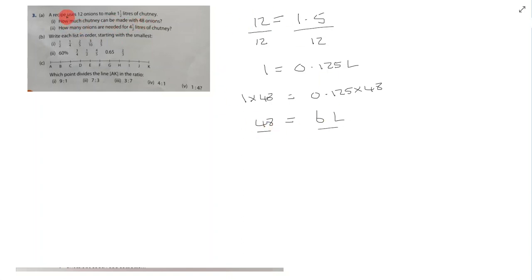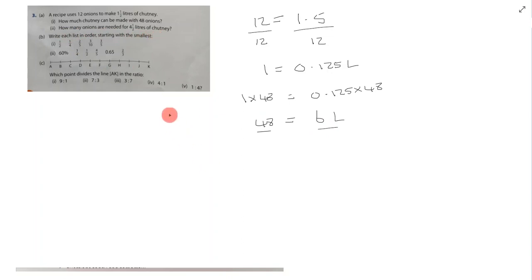So basically what you do is you say 12 onions will give you 1.5 litres, so 12 is equal to 1.5. Then you change this to 1, so you find out what 1 onion will give you. If 1 onion gives you that number of litres of chutney, then to change this to 48, you multiply by 48. If you multiply this side by 48, you have to multiply this side by 48. So 48 onions will give you 6 litres of chutney.